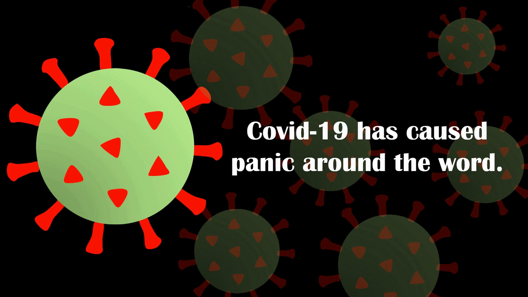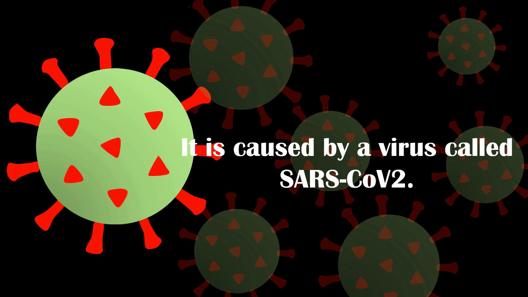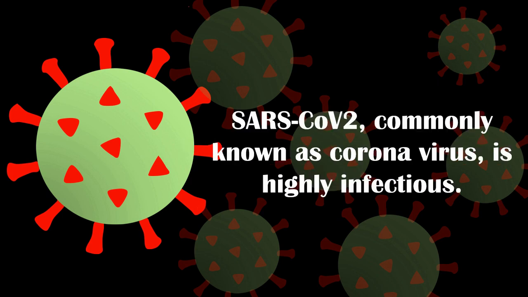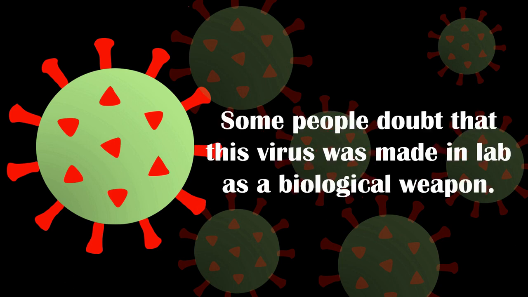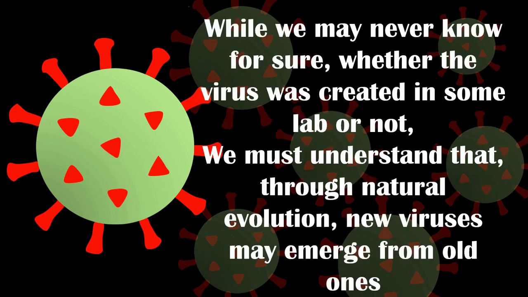COVID-19 has caused panic around the world for right reasons. It is caused by a virus called SARS coronavirus 2. SARS coronavirus 2, commonly known as coronavirus, is highly infectious. Some people doubt that this virus was made in a lab as a biological weapon.